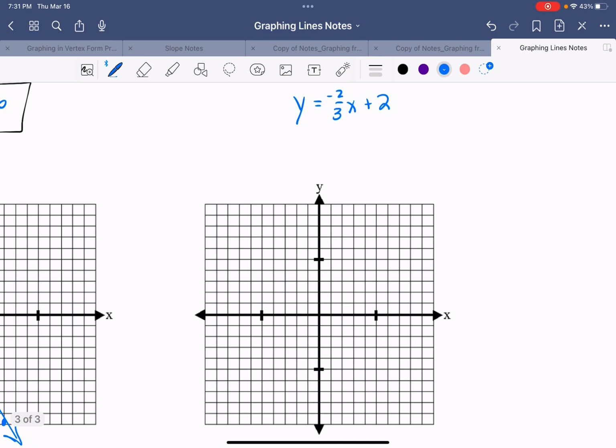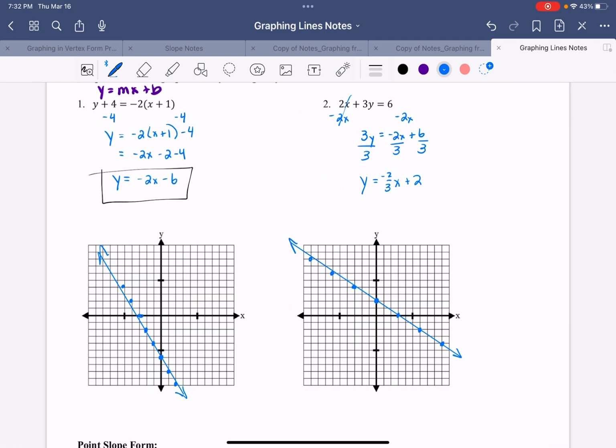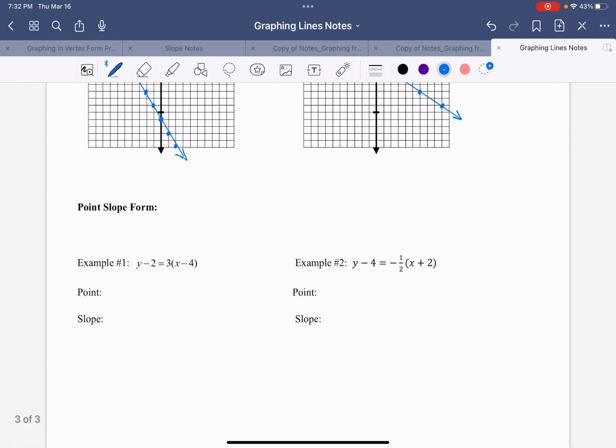All right, so let's go. Here's 2, and I'm going to go down 2 and to the right 3. Down 2 to the right 3, down 2 to the right 3. I'll come back and go this direction to the left. Remember, this is what a negative slope looks like. It always goes in this general direction, just like that. Okay. All right, so what we did is we played around with point slope form.